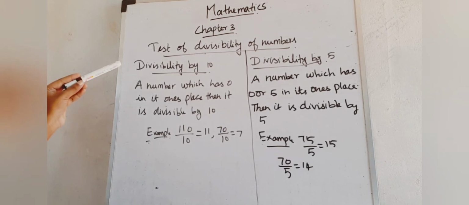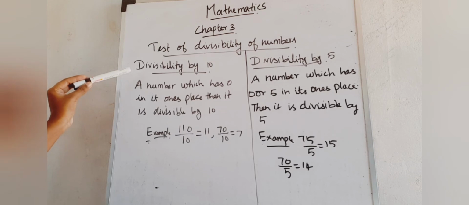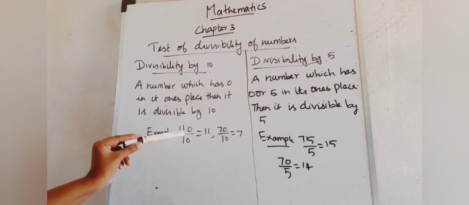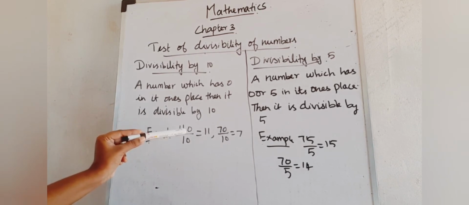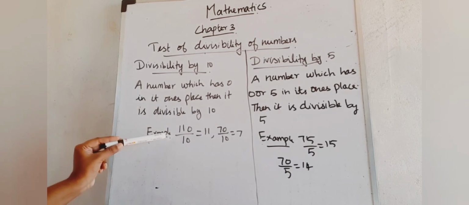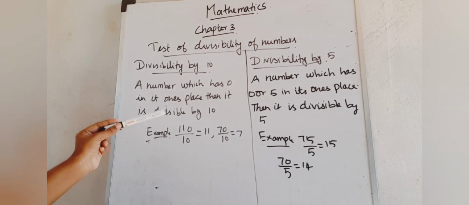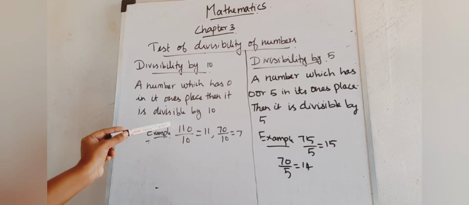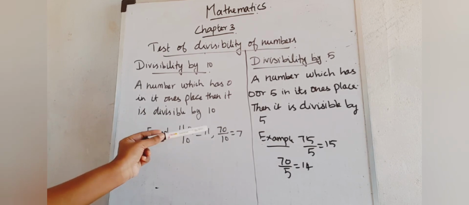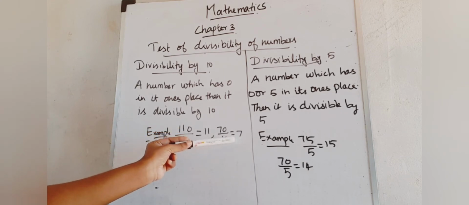The next one is tests of divisibility of numbers. First one is divisibility by 10. A number which has 0 in its ones place is divisible by 10. The ones place means the ending digit. If it has 0, then it is divisible by 10. Without calculating, we can say it is divisible by 10. For example, 110 by 10 gives 11, and 70 by 10 gives 7.